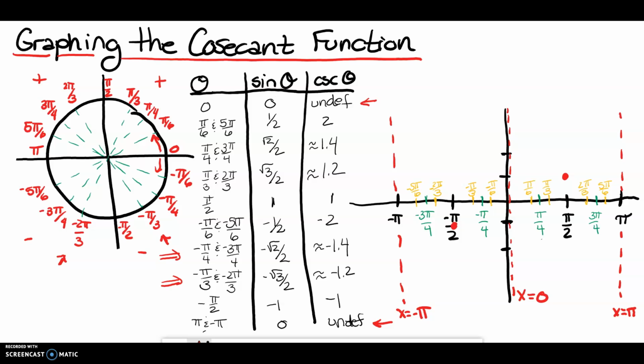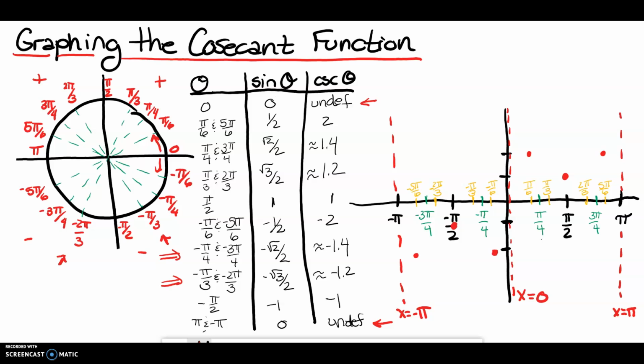Now I'm going to do my values at a half because they're really easy. At pi over 6 and 5 pi over 6, sine is a half, so cosecant is 2. And at negative pi over 6 and negative 5 pi over 6, sine is negative a half, so cosecant will be negative 2. All right, that was not graphed correctly, so let me move that over a little bit.